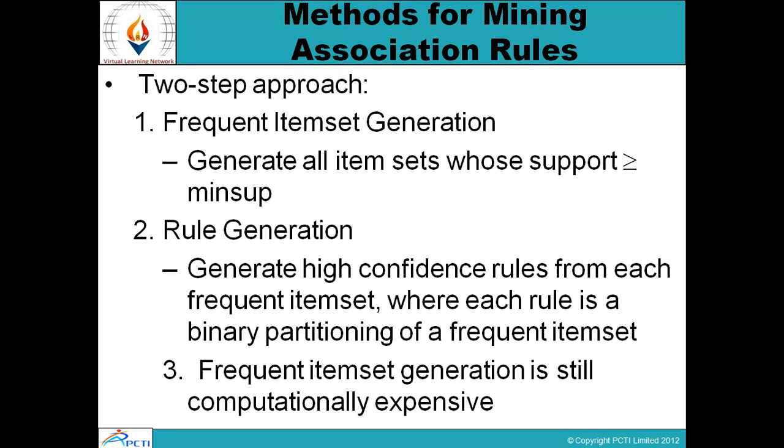Frequent item set generation is still computationally expensive, involving more computational expense than the other kind of association rules.